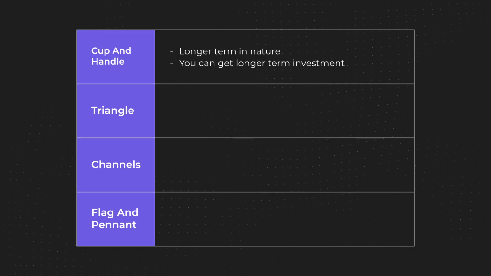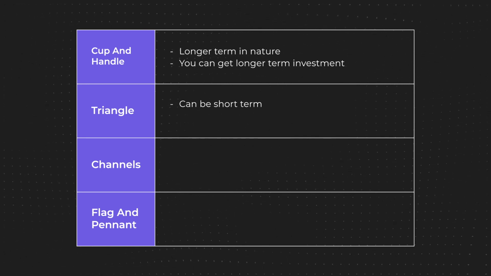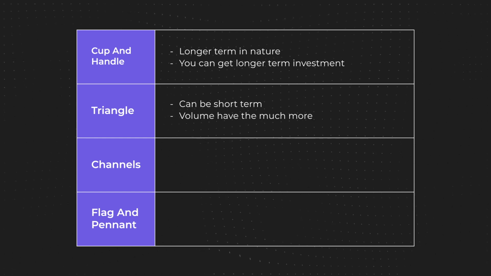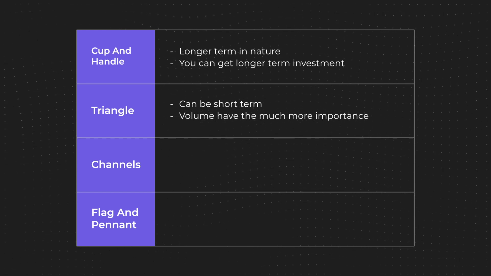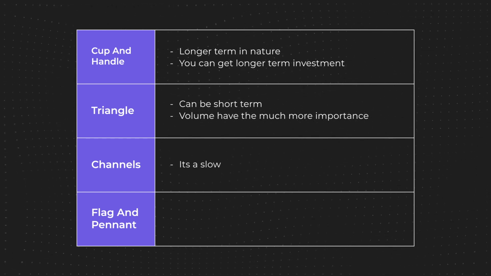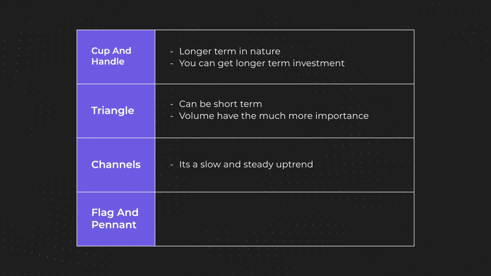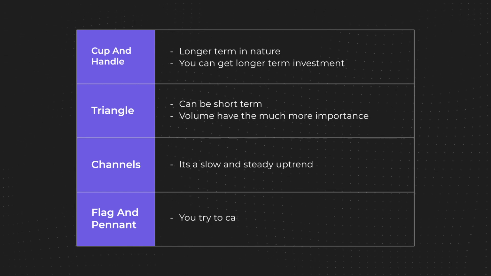The next one we looked at is triangles. Now triangles can be short term, and in this you have to remember volumes have much more importance. Then we look at channels, to understand it's a slow and steady uptrend. And finally, we look at flags, which is where you try to catch momentum, where the trend is already set and you are looking at a continuation of the trend.